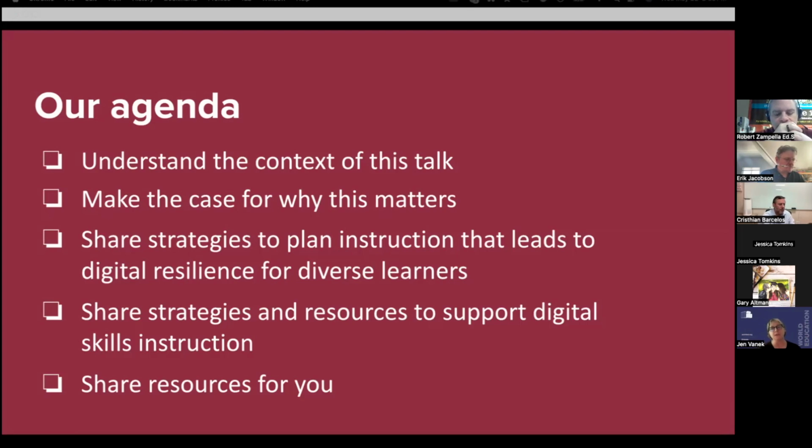And that means knowing your learners, what digital skills instruction is necessary, and how we're going to do it in a way that's meaningful and relevant.